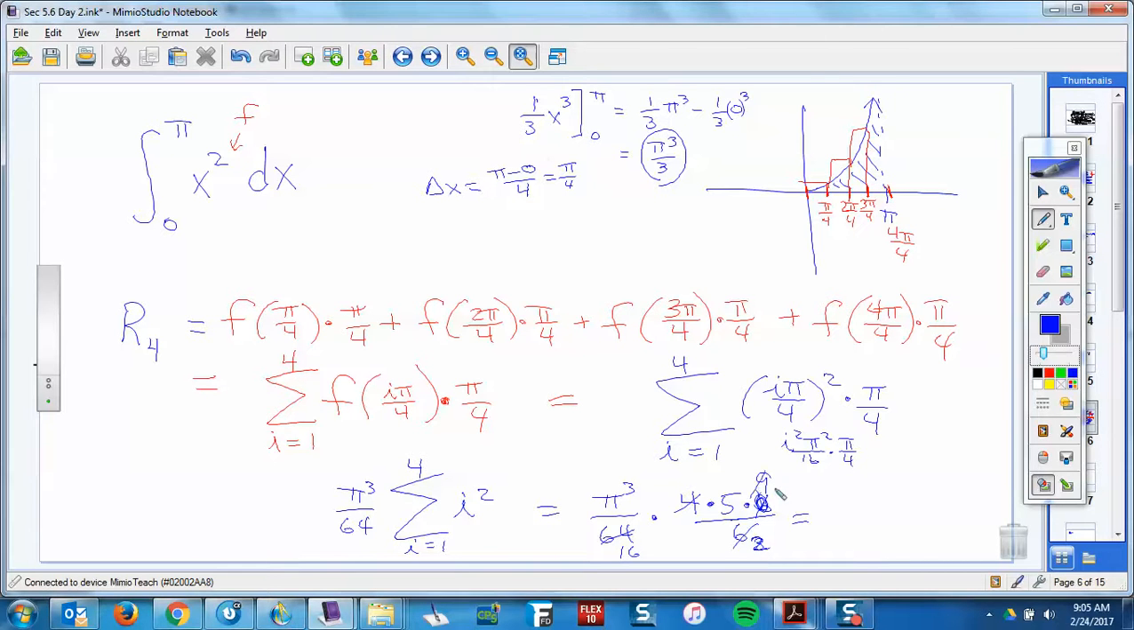So 3 would go into there. Okay, so I did that wrong. Okay, so we end up with 15 over 32. Yeah. 15 pi cubed over 32. Yeah. And that's what you got when you worked it.